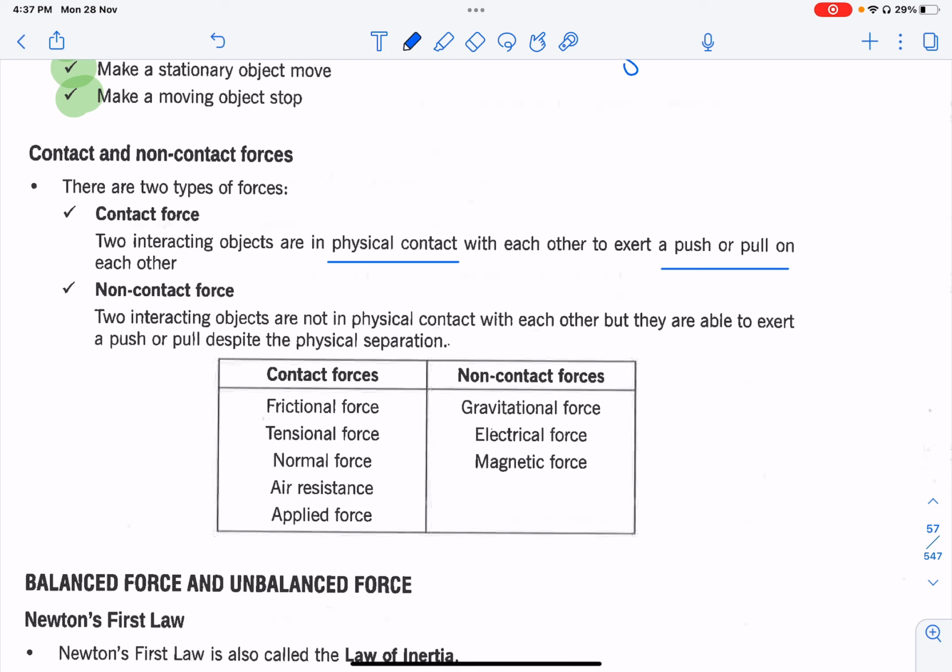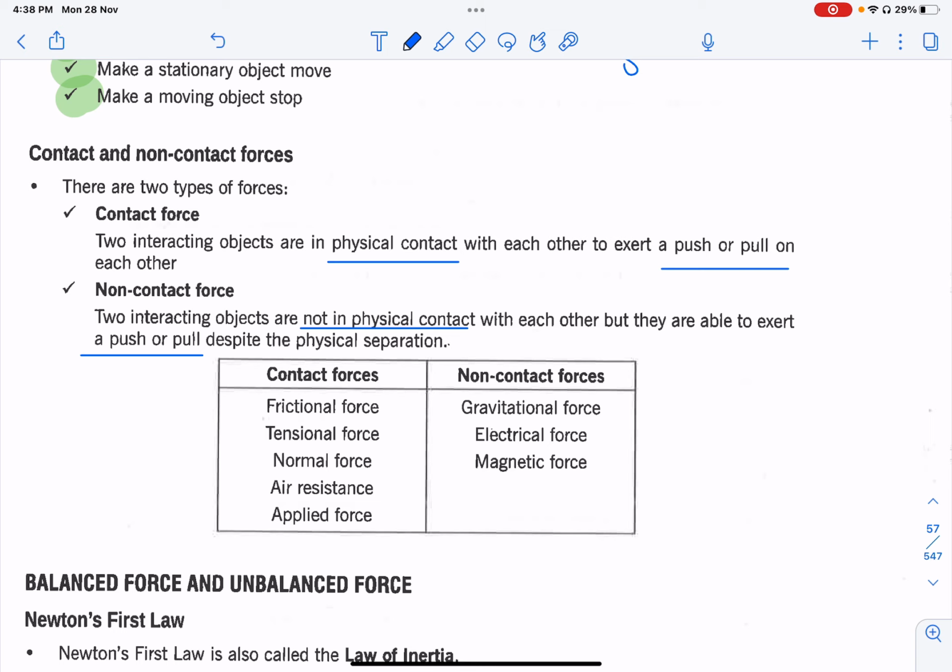Then when we talk about non-contact force, the only thing you have to change is that it's not in physical contact, but is able to exert either a push or a pull action. So what are some examples? For contact forces, the most common one that we usually see is frictional force, where friction is an opposing force. Then you have tensional force. Normal force is basically the support force from a surface. Then you have the applied force and air resistance. Air resistance in a way is a contact force because it's the air particles that are physically in contact with the surface of the object.